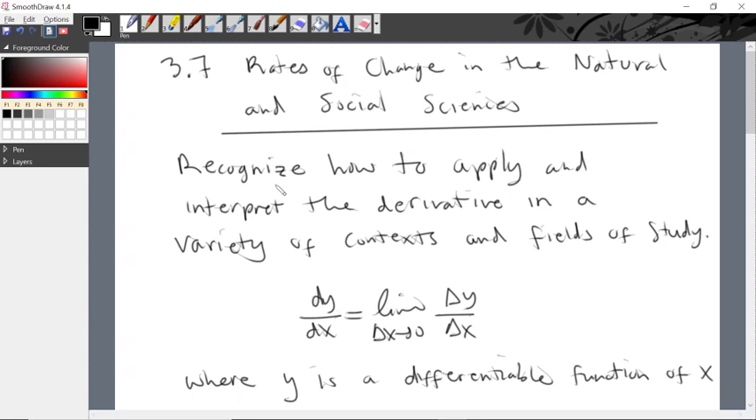Okay, so we want to recognize in this section how to apply and interpret the derivative in a variety of contexts and fields of study. The dy over dx, Leibniz notation for the derivative of a variable function y of a single input variable x, we have defined as the limit as delta x goes to 0 of the difference quotient delta y over delta x.